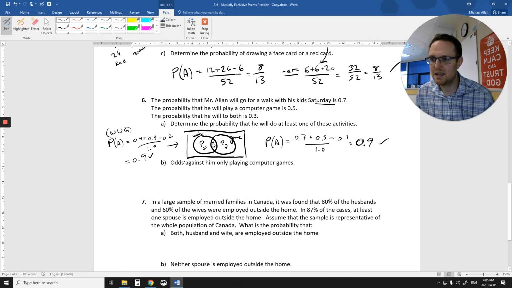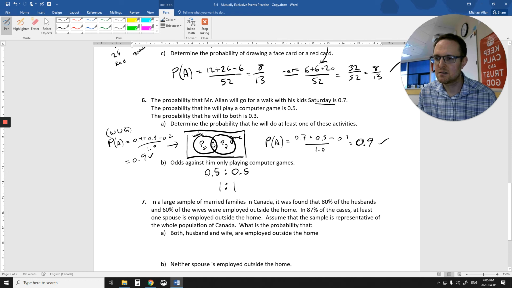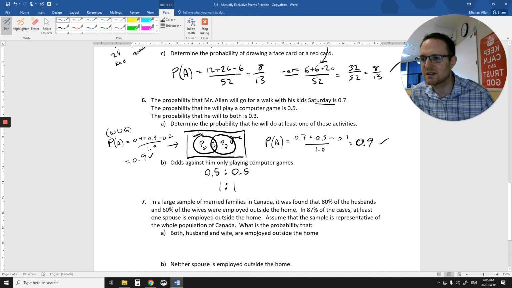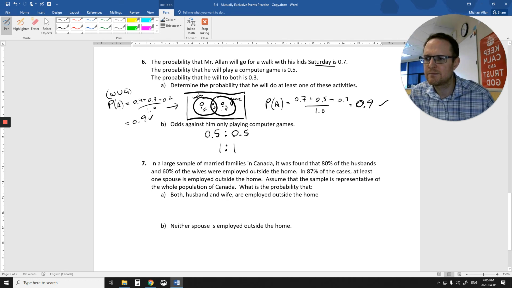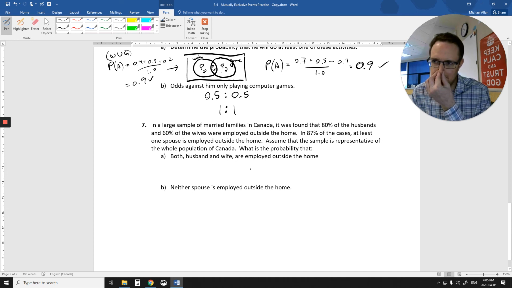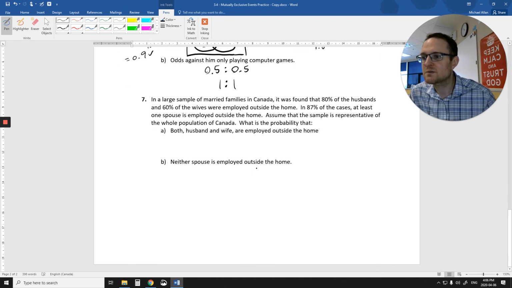The odds against him playing a video game, odds against. So the circle for odds for my circle here would be 0.5. And everything else is 0.5. Everything adds up to that. So this is going to be a 1-to-1 chance. 1-to-1 odds that I'll actually play a video game on Saturday. Okay. Is that my last question, right?